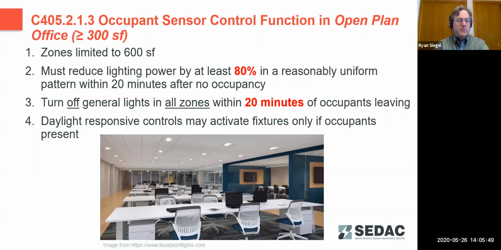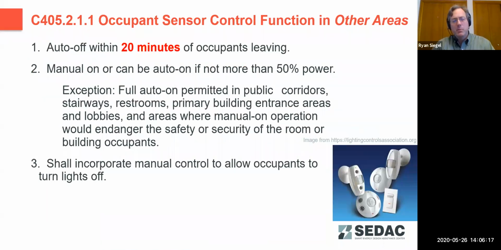The last point here makes sense: the daylight responsive controls only activate if there's occupants present. We don't want the building at night to turn on all the lighting in the daylit zone just because it's dark out. We want to make sure there's people there, and then the daylight harvesting controls come over top of that. We'll talk a little bit more about daylight harvesting later. Now that we've covered warehouses and open plan offices, we're going to cover everything else.